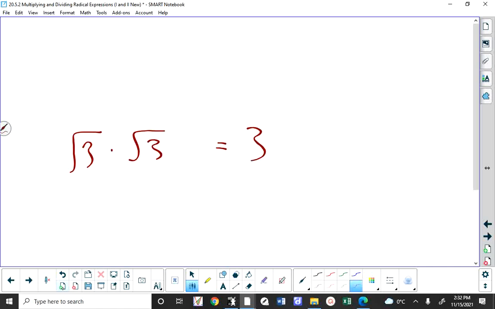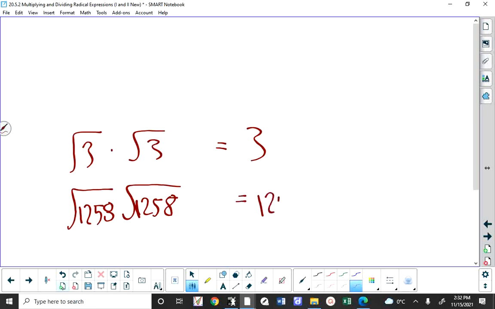Okay, don't jump to your calculator just yet. I want you to figure out what the square root of 1258 times the square root of 1258 is. I hope you're not going to use your calculator. It's 1258. The point is that root x times root x is x. And that's something we're going to be using a lot of.